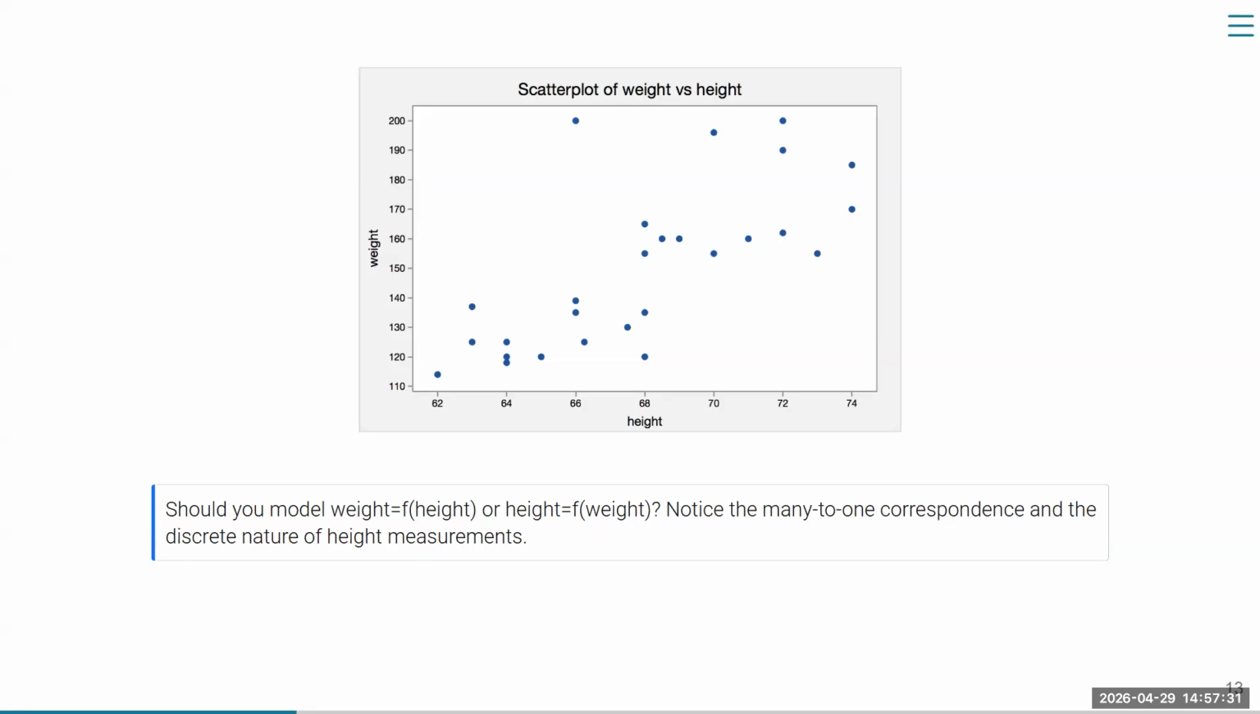I think I would model weight as a function of height because, if we're assuming these are all adults, height is like a fixed variable and weight can vary. Yeah, the weight is what varies, and you could have someone who's 68 inches and 120 pounds versus 170.